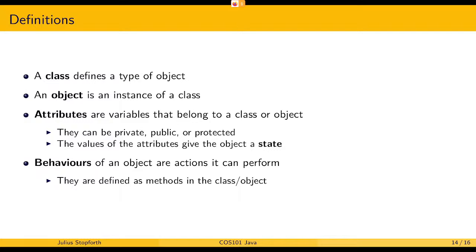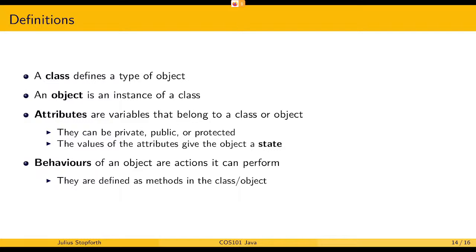These attributes can be private, public, or protected. Don't worry about protected for now. The values of the attributes give the object a state. This is something we'll talk about tomorrow again. And then the behaviors of an object, or the methods, you can also call them methods in this course, I really don't mind. The behaviors of an object are the actions it can perform. They're defined as methods in Java.